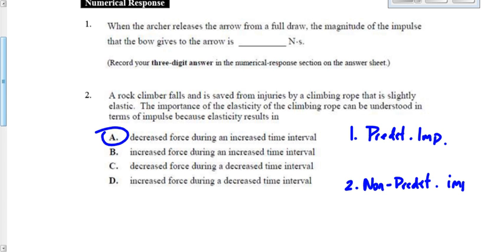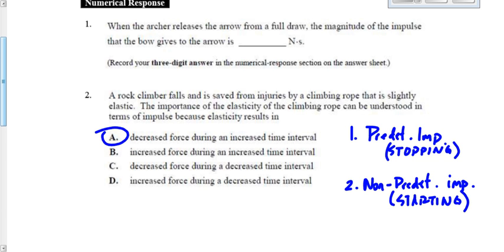The predetermined impulse occurred when we were stopping an object. That's exactly what we have here. We're stopping the climber. The climber falls. The climber has to stop. It's the rope that stops the climber. This cushions the impact when the climber falls. Okay, we're stopping an object. The other one is when we're starting an object, like the golf ball or the baseball or something like that.